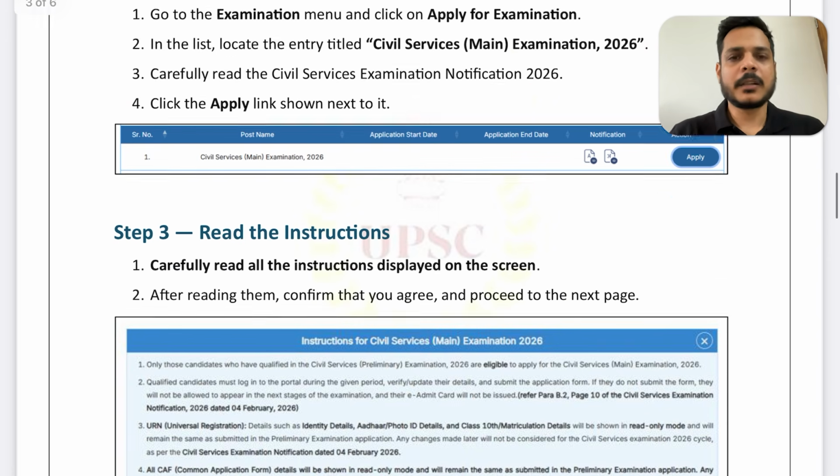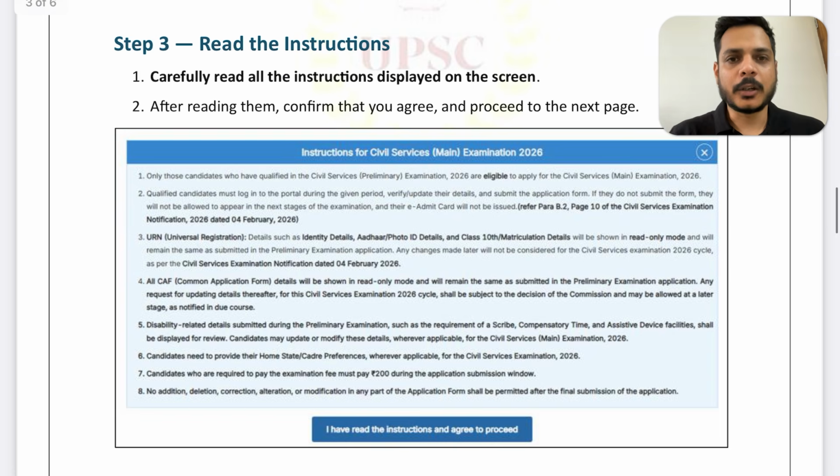So login is clear. We go on to upsconline.nic.in. Then you will have to select the examination and start the application. You'll find a bar that says Civil Services Main Examination 2026. Click on apply. Then step 3 is read the instructions. Please read the instructions very carefully. These are a set of 8 instructions, and some of the most important ones are there, so please read them carefully.